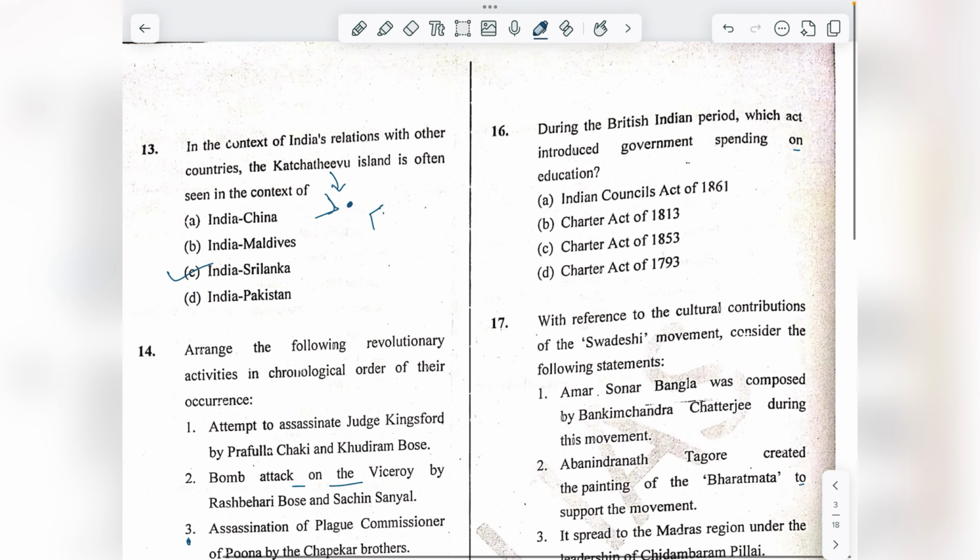Next, during the British Indian period, which act introduced government spending on education? 1813 is the Magna Carta of education.